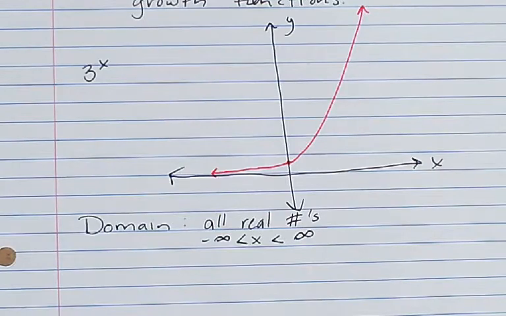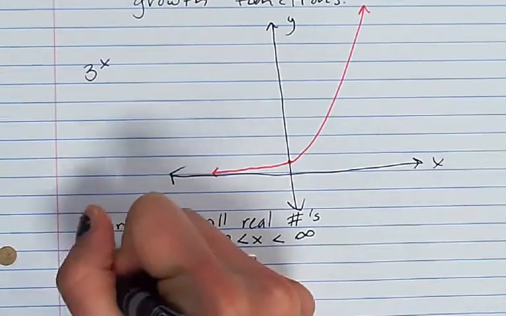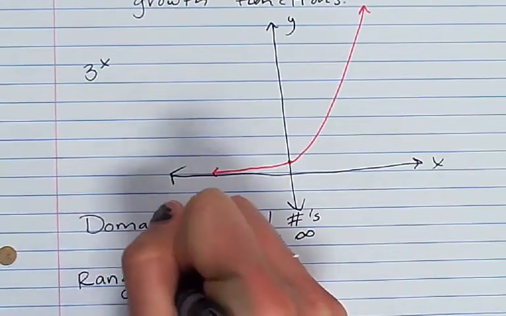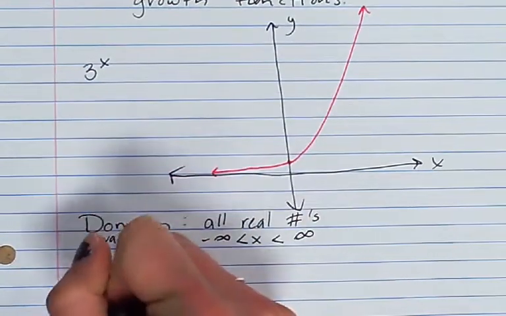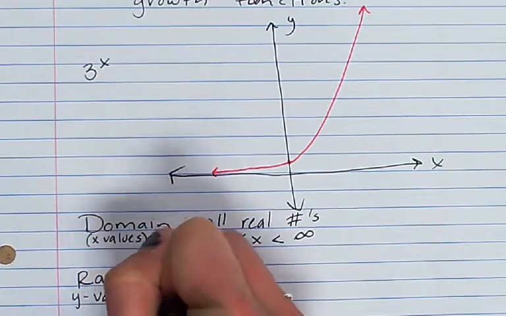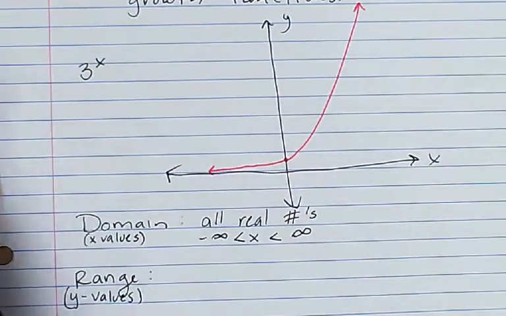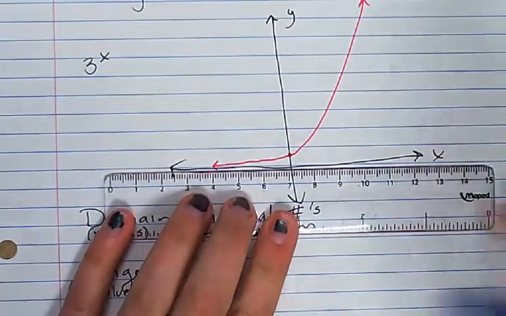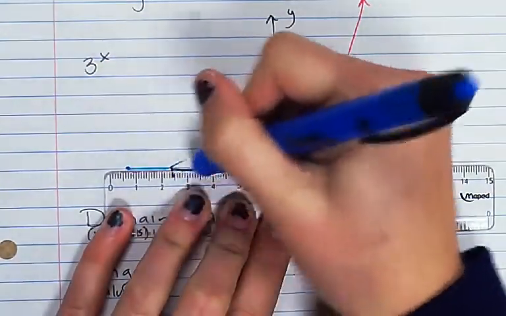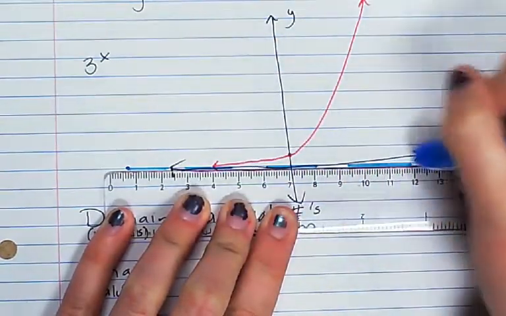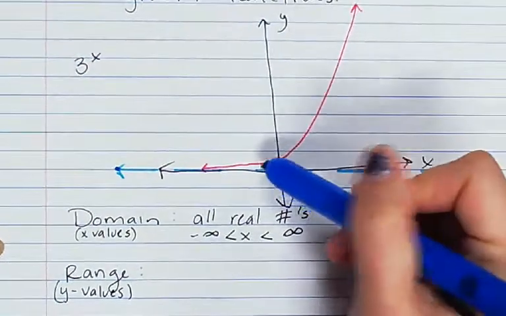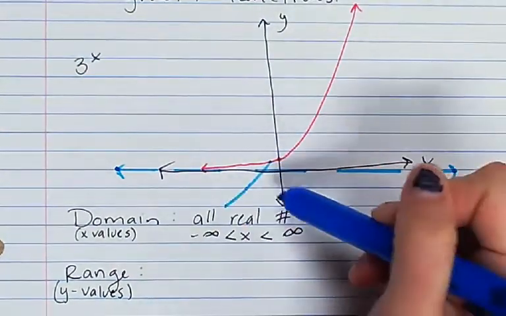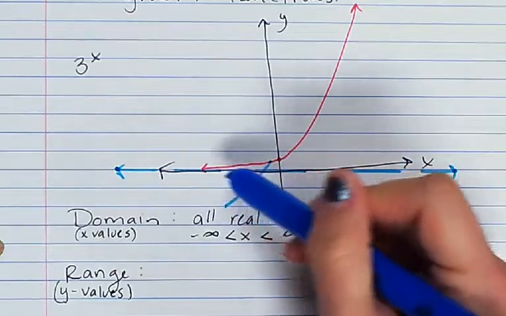Okay. The range, so I'm going to put x values here. The range goes with your y values. Now, if you notice, I told you just a second ago that this graph is going to get super, super close to the x-axis, but never actually cross it. So this line never dips down into the negative y values. It levels off here.